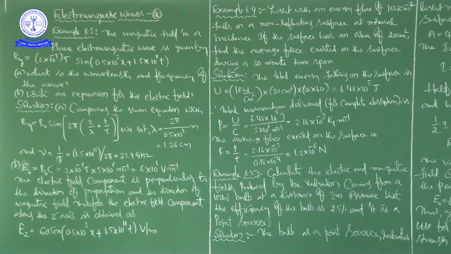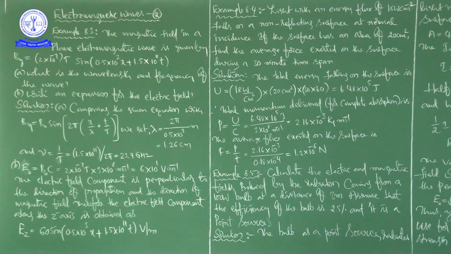If you observe carefully, how we are writing the expression for the electric field component along the z-axis, Ez is equal to, see this one, this is same, no? Whatever is present here, that is same. Sine into 0.5 into 10 power 3 into x plus 1.5 into 10 to the power of 11 t. But here we have written 60. That's how we got this value of 60.